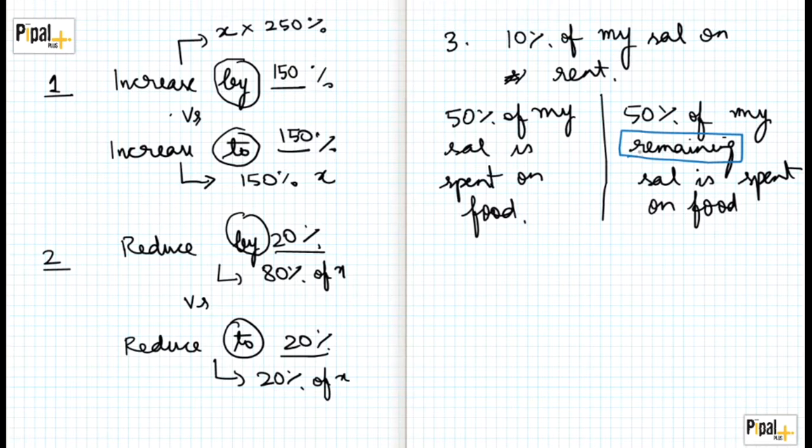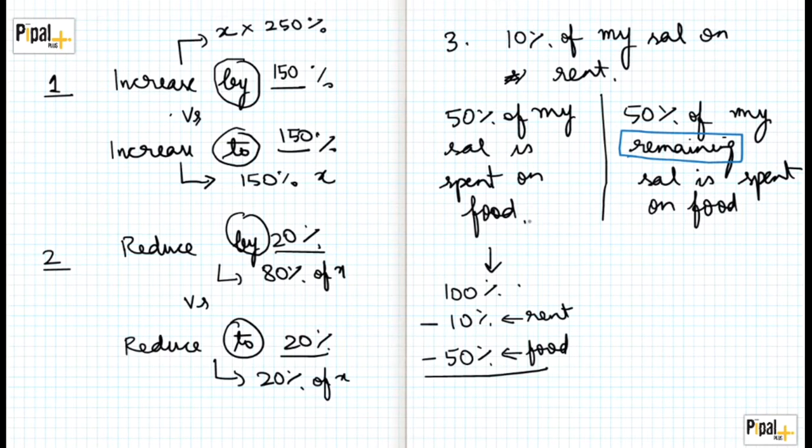remaining. This word has made an appearance, and this word is going to change the entire meaning of the sentence. How? In this case, I'm saying that 50% of my salary is spent on food. That means out of the 100% of my salary, I have spent 10% on rent, and I have spent 50% on food. So after reading this sentence, I am actually just left with 100 minus 10 and 50, 40% of the original salary.